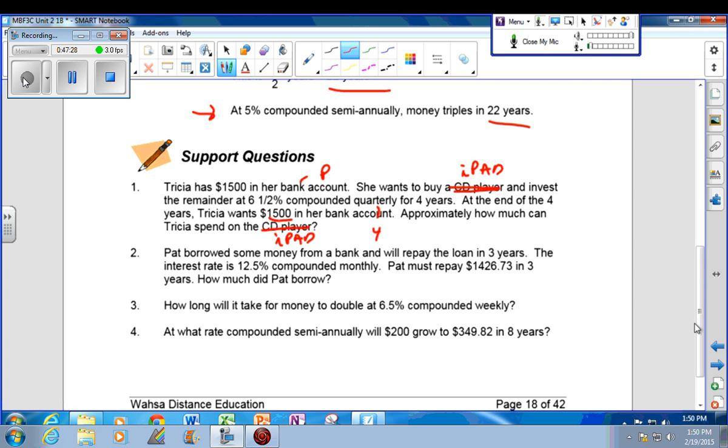Okay. So how are we going to solve that one? Okay. So again, the 4-step problem solving model, the first step requires that we understand the question.